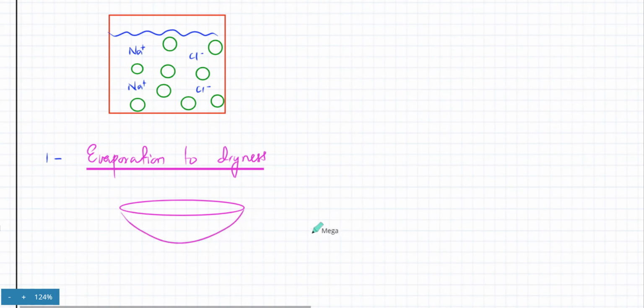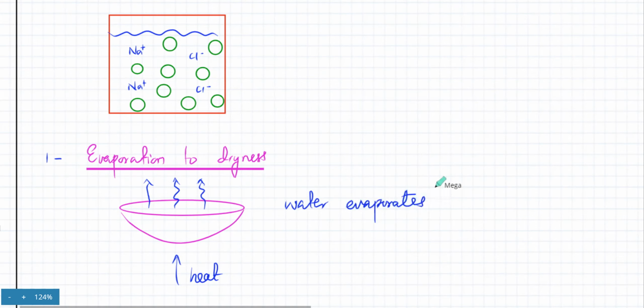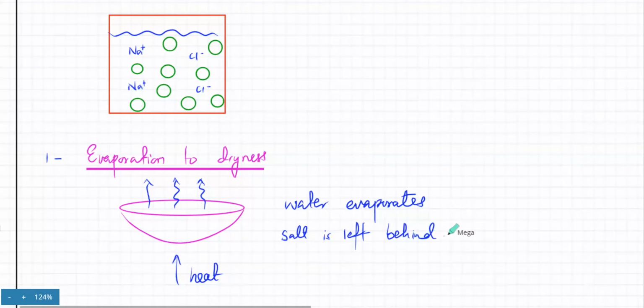You take this evaporating dish and you heat it strongly, and all the water eventually evaporates. So all the water is going to evaporate. Water has a lower boiling point, a boiling point of 100. So all the water evaporates, and the salt is left behind. You can even try this at your home.